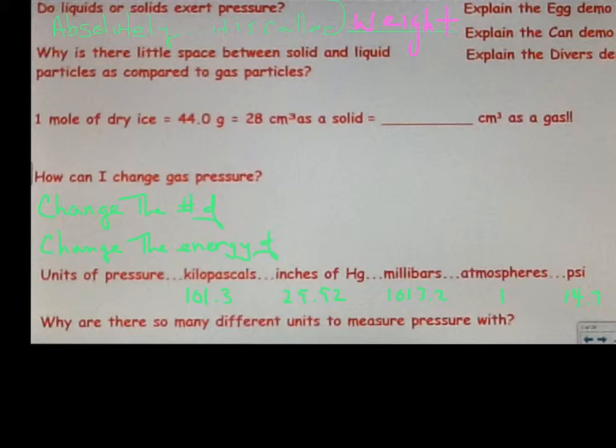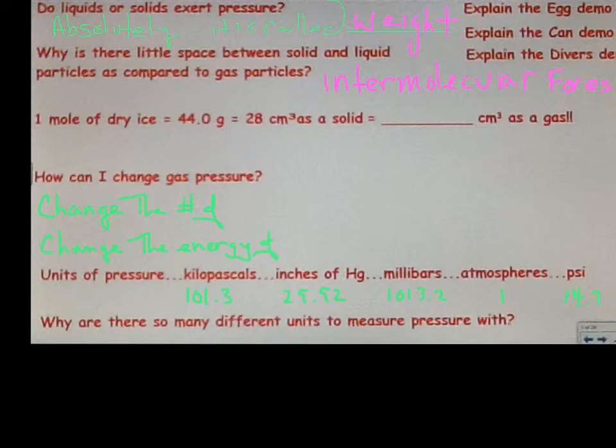So why is there a little space between solid particles as compared to gas particles? Well, you got to remember what we talked about, intermolecular forces. That didn't get written very well, did it? Oh well. Intermolecular forces are holding particles together. And when they're at a solid and liquid phase, the particles don't have enough energy to overcome these forces, so they hold them in condensed states.